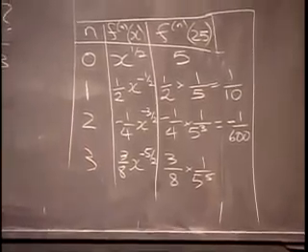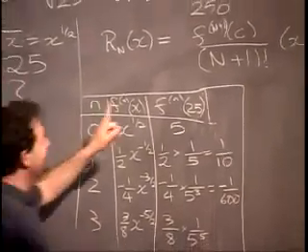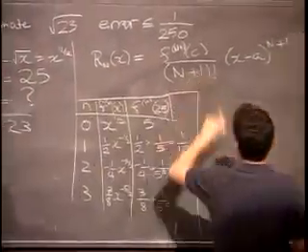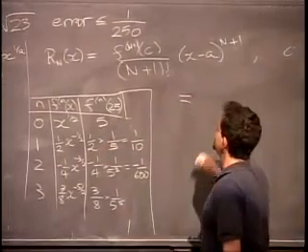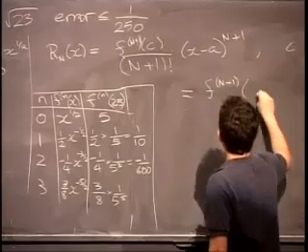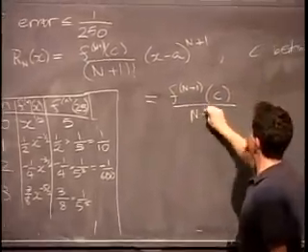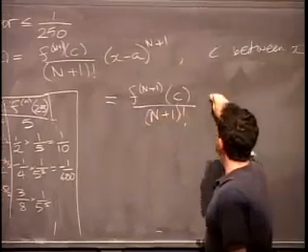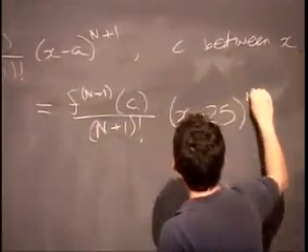Okay, so in this case, I don't know what n is. So the best I can do is write that this is f^(n+1) at c over n plus 1 factorial, and let's write (x minus 25) to the n plus 1.